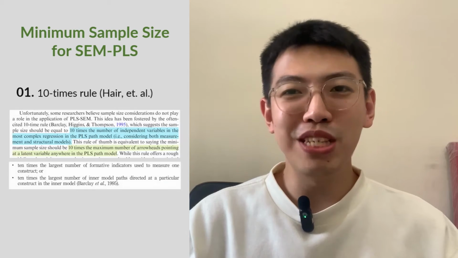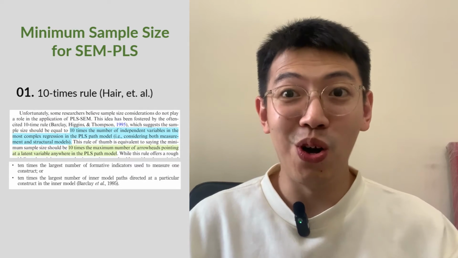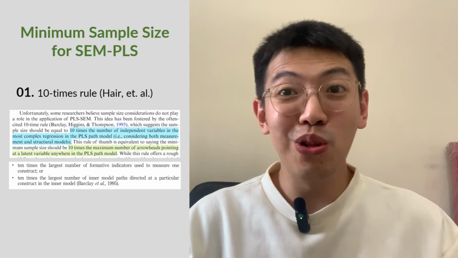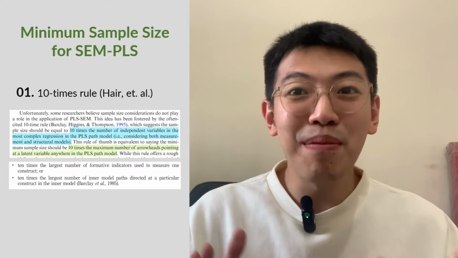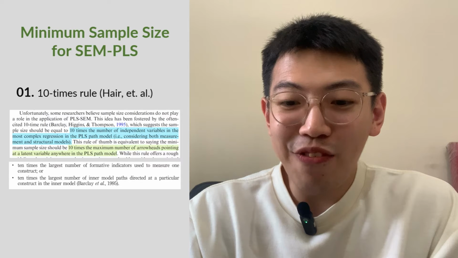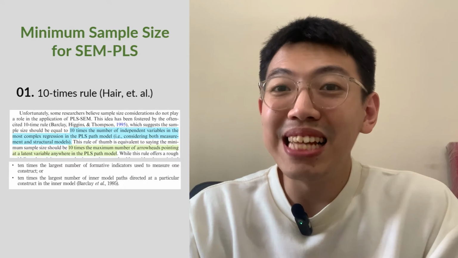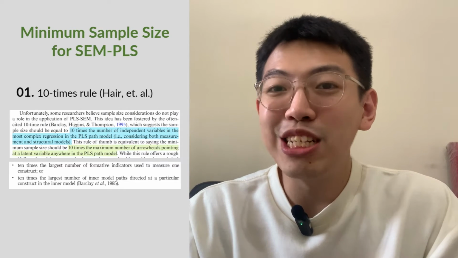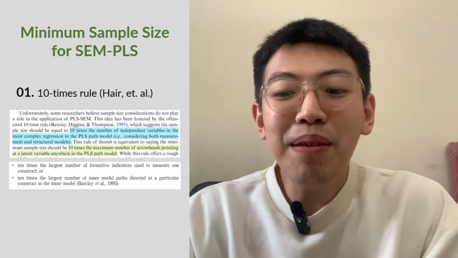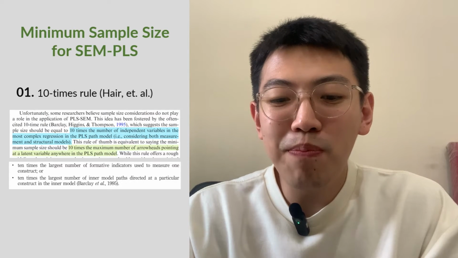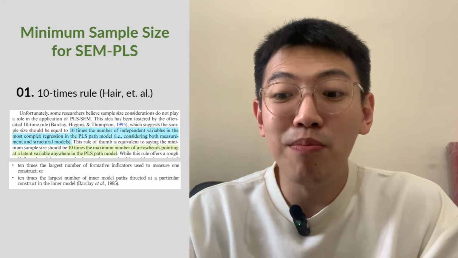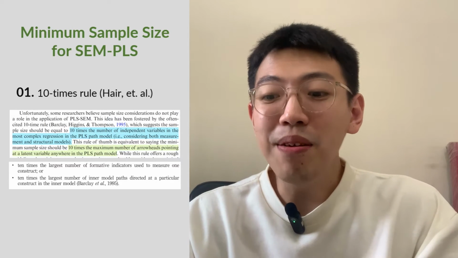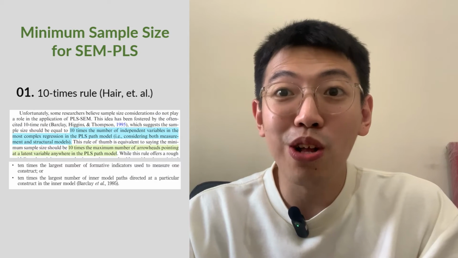The most common one is the idea of Hair et al., and Hair always puts this rule in most of his books. This is the 10 times rule. In the book itself, it is stated that the suggested sample size should be equal to 10 times the number of independent variables in the most complex regression in the PLS path model, considering both measurement and structural model.